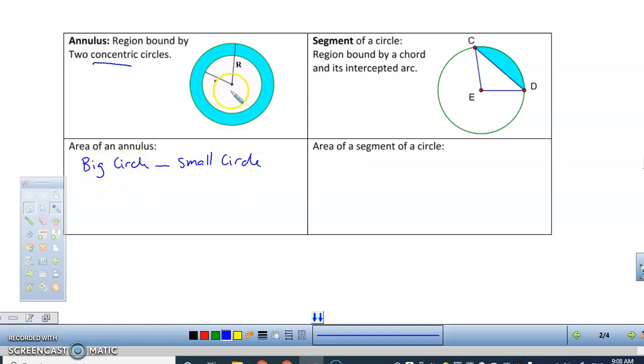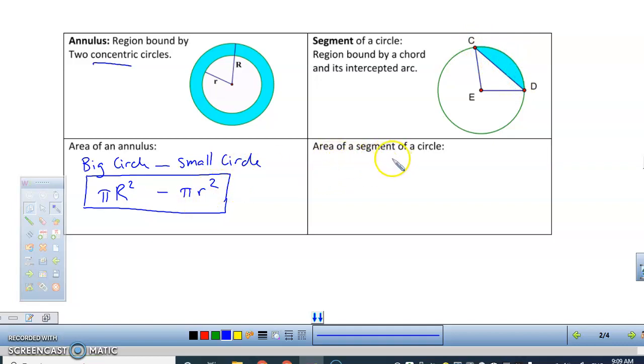So the big circle area, with the capital R, is pi R squared. And then the small circle area with the lowercase r is pi r squared. That leaves us with our formula for the area of an annulus. Next, a segment. The segment here is shaded, and that's the region bounded by a chord, chord ACD, and the intercepted arc. So the area between this chord and its arc, that little spot there, is a segment.